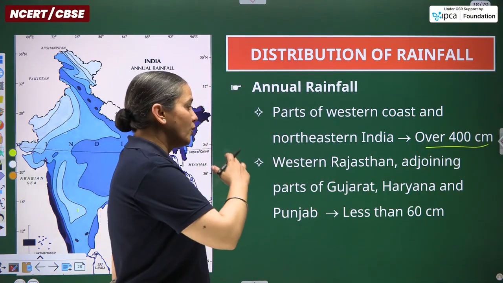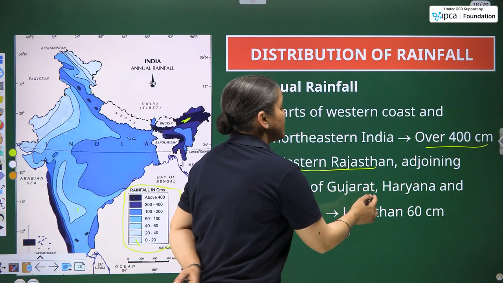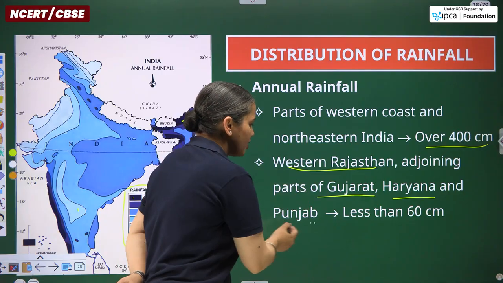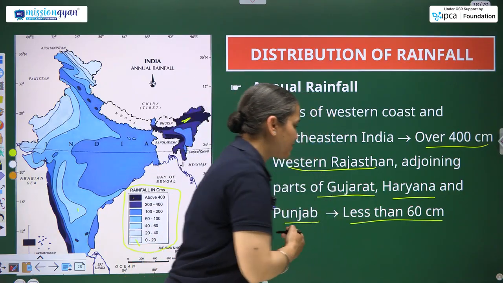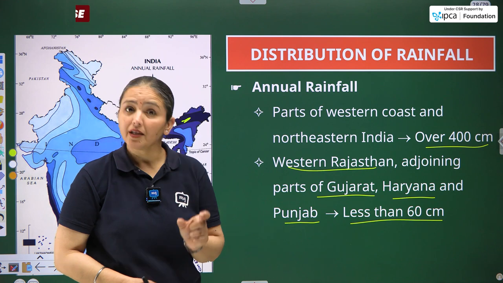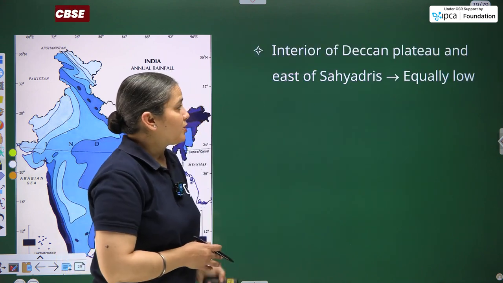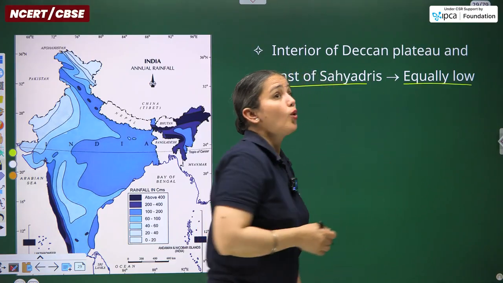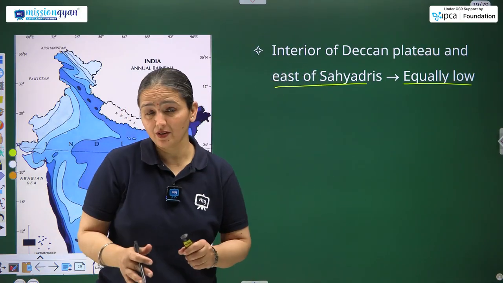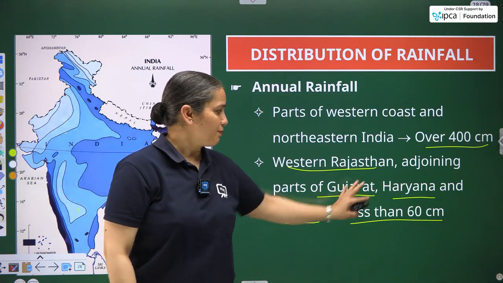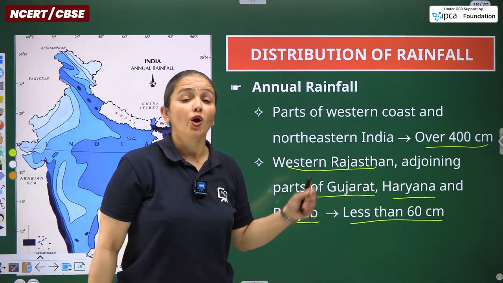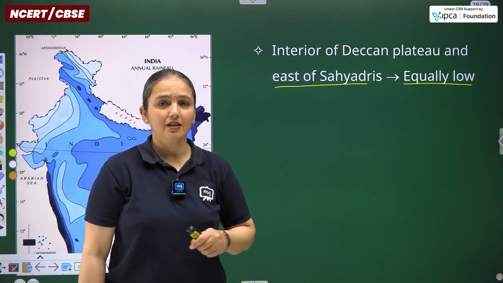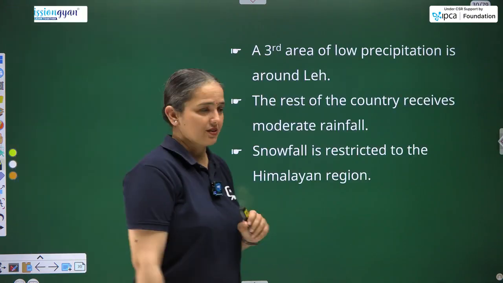So that is the maximum. Western Rajasthan, adjoining parts, some parts of Gujarat, and some parts of Haryana and Punjab, not the entire states but some parts, receive less than 60 centimeters of rainfall within a year. The interior of the Deccan Plateau and east of the Sahyadris, again the ranges, receive equally low rainfall. Western Rajasthan experiences low rainfall, but talking about this certain part, it receives the least rainfall.